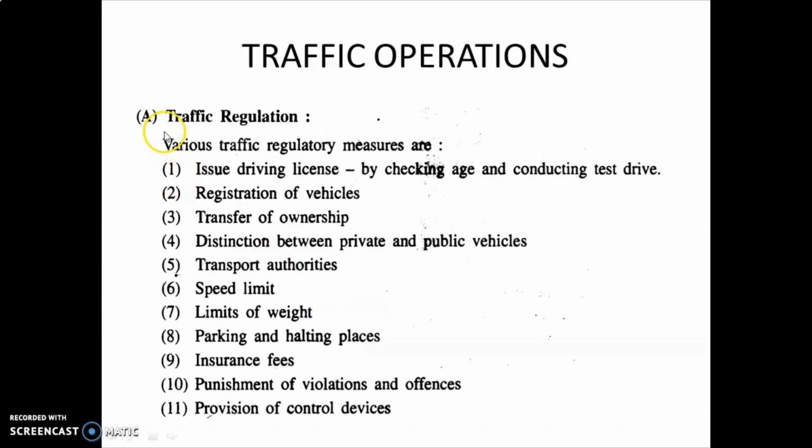Now in traffic regulation, the various traffic regulatory measures are: issue of driving license by checking age and conducting test drive, registration of vehicles, transfer of ownership, distinction between private and public vehicles, transport authorities, speed limit, limits of weight, parking and halting places, insurance fees, punishment of violation and offences, and provision of control devices. These all come under the traffic regulatory measures.